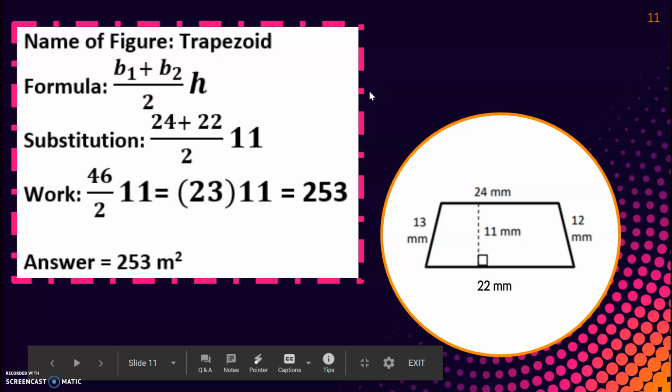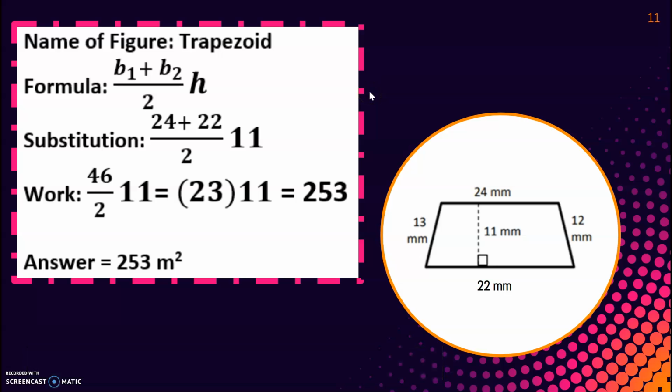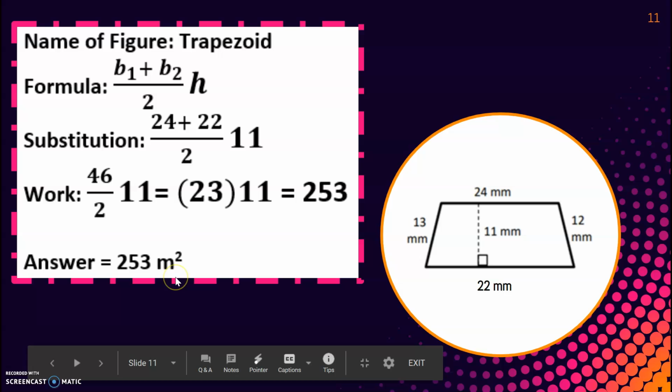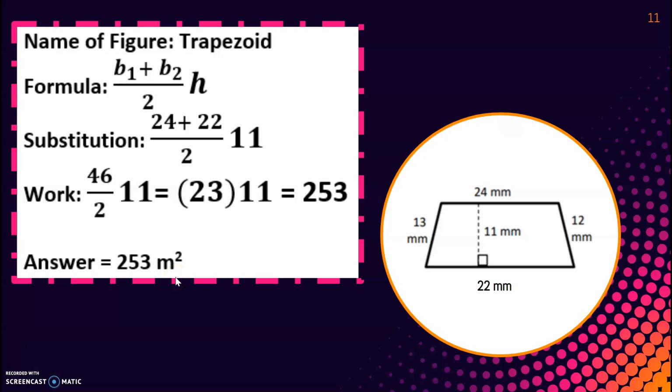So if we substitute those in, we know base 1 is 24, base 2 is 22, and our height is 11. So if we do 24 plus 22, we end up with 46. Divide that by 2, and then multiply it by 11. So 46 divided by 2 gives us 23. Multiply that times 11, we'll end up with 253. So our answer should be 253 meters squared. Or I'm sorry, it should actually be millimeters squared.